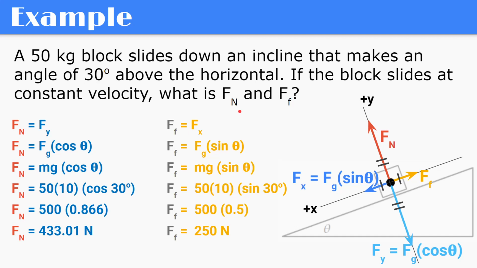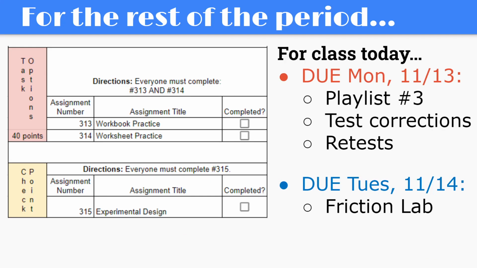Does anybody have a question about the calculation? If we had acceleration instead of constant velocity, there's a little extra step in there, but we went through the steps anyway, so you know what that would look like. You just would have had to plug a number in instead. All right, guys, that is how you do the free body diagrams for an inclined plane.